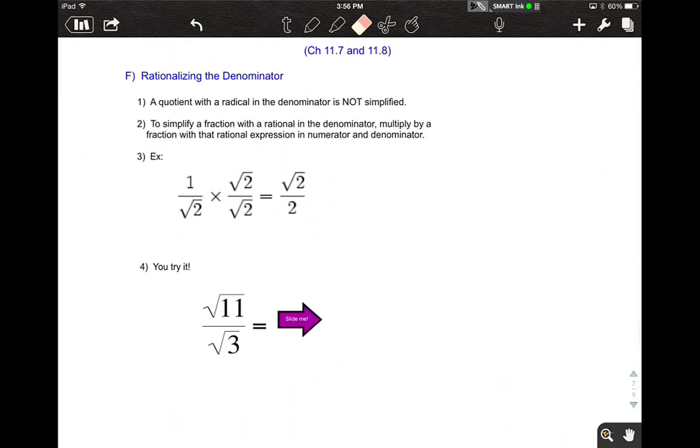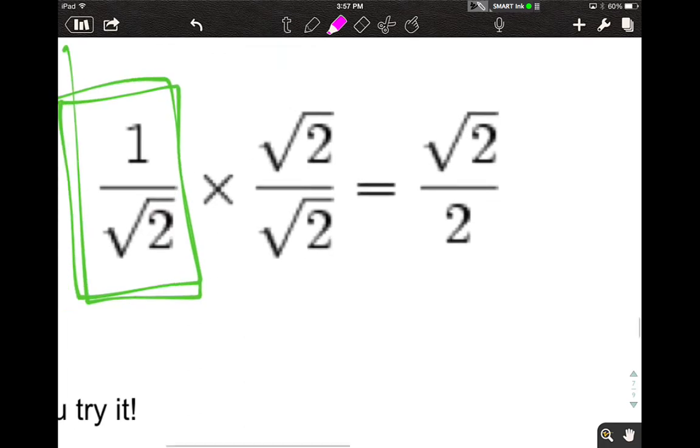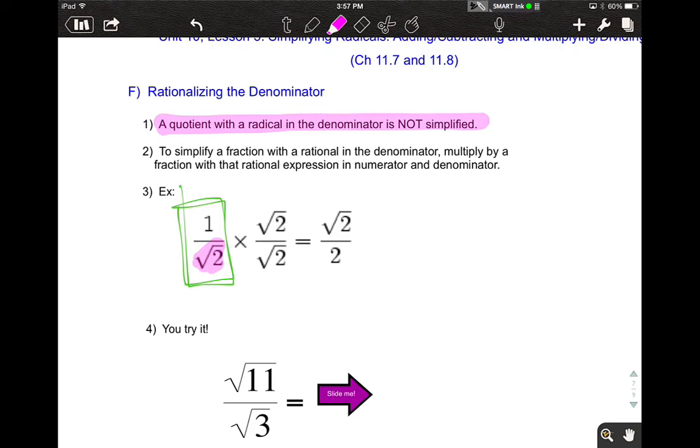This one is all about kind of one of those random rules of when something is simplified. Okay? A quotient with a radical in the denominator is actually not simplified. We went through this a little bit in class already to kind of preview it, but I want to formally teach it to you. Here's the idea. If you get an answer that looks like this one, unfortunately, this is a no-no. You can't have a square root symbol in the denominator of a fraction. Okay, so to simplify, multiply by a fraction with that radical expression in both the numerator and the denominator.